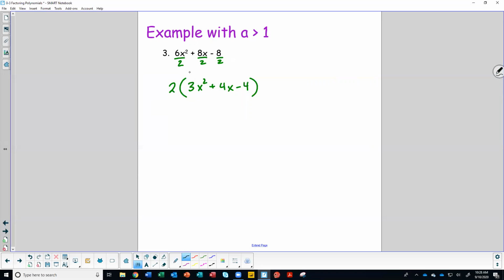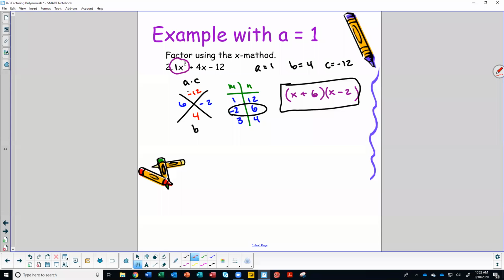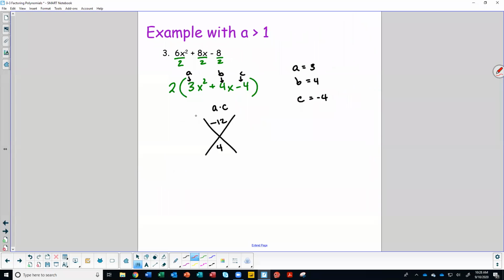Now this becomes my A, B, and C. A is 3, B is 4, C is negative 4. I'll draw my X. A times C goes in the top. 3 times negative 4 is negative 12. And down below, I get a B of 4. These are the same numbers we had in the last problem. If you remember, we were looking for factors of negative 12 that added up to 4. So this should be the same set. I'll write them out just so you can see it one more time.